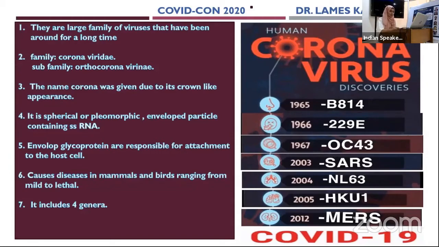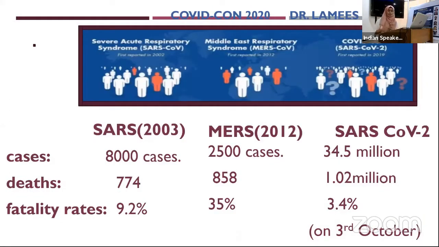Out of these 7 coronaviruses, OC43, HKU1, 229E, and NL63, these 4 strains cause mild sickness, but SARS, MERS, and SARS-CoV-2 cause severe illness. The SARS epidemic of 2003 affected 26 countries, and it resulted in 8,000 cases and more than 774 deaths. It causes symptoms such as fever, headache, and respiratory tract problems such as shortness of breath and cough. The mortality rate is 9.2%.